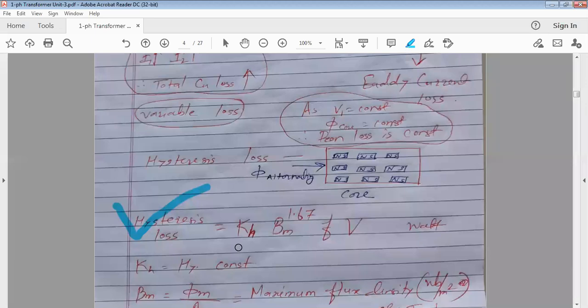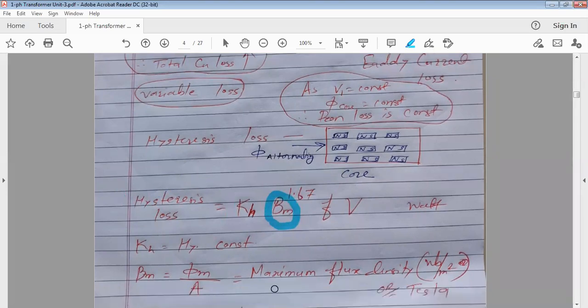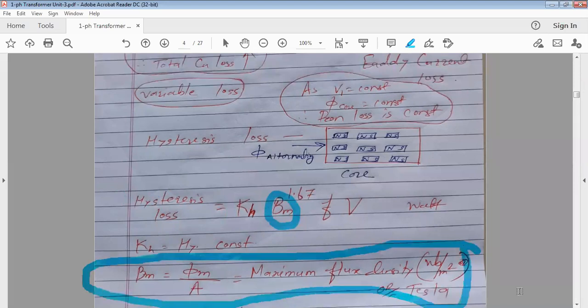Its derivation is not there in your syllabus. First one is called as hysteresis constant. Okay, from material to material, this value will be different. Again, second one, what is the B suffix M? Flux density. Very good. Maximum flux density, isn't it? Weber per meter square, Tesla, flux per unit area. Raised to the power 1.67.